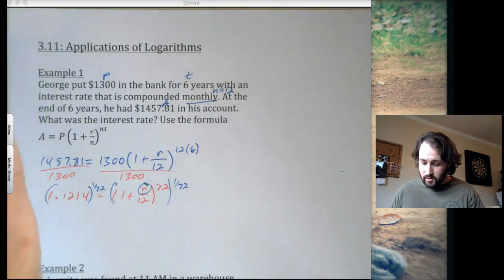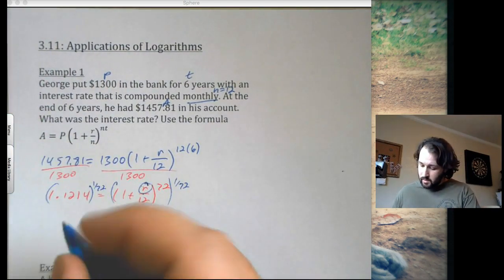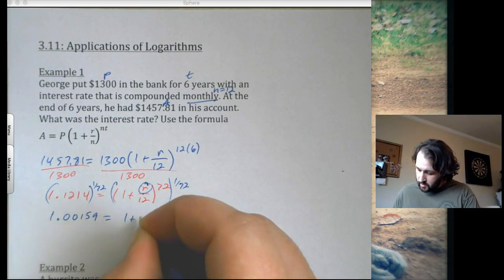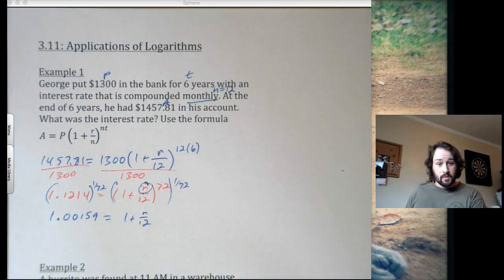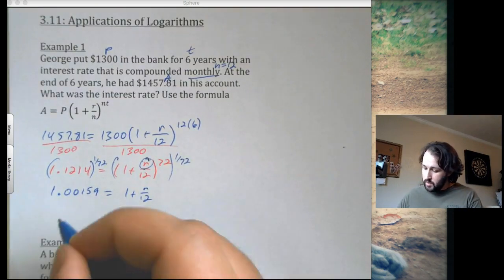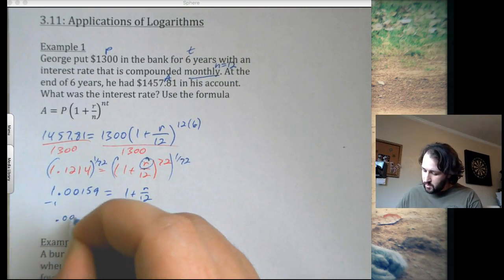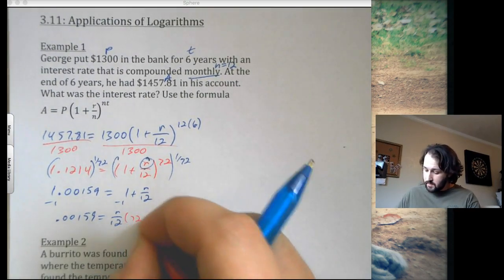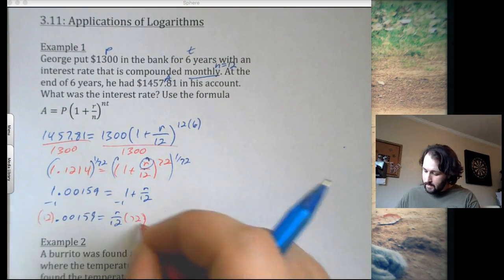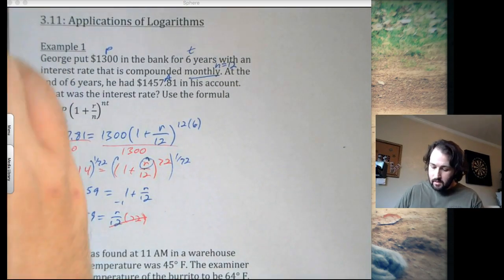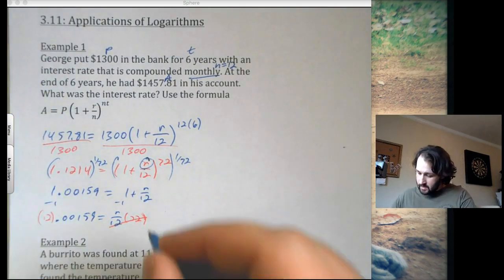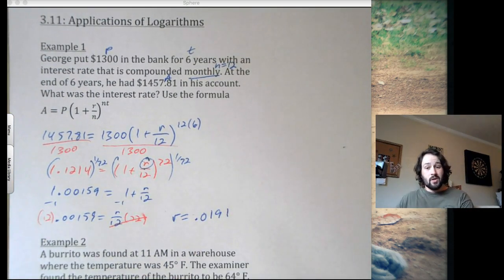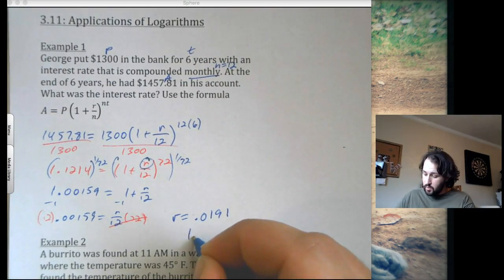this 1.121 will become 1.00159 equals 1 plus R over 12. Cool. So that gets rid of my exponent, right? So then just subtract the 1 from both sides. So minus 1, minus 1. So I have 0.00159 equals R over 12. Then you guessed it, just multiply by 12 on both sides. So I'll get the rate was 0.0191. Which if you wanted to write it as a percent, don't forget to move that decimal twice, so it's 1.91%.